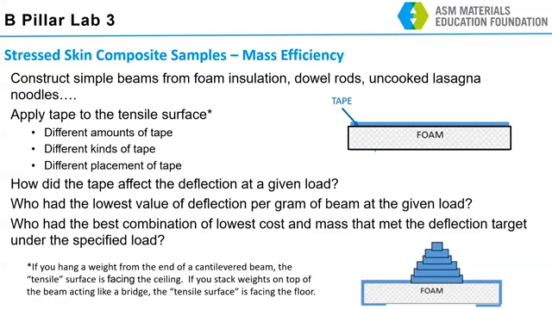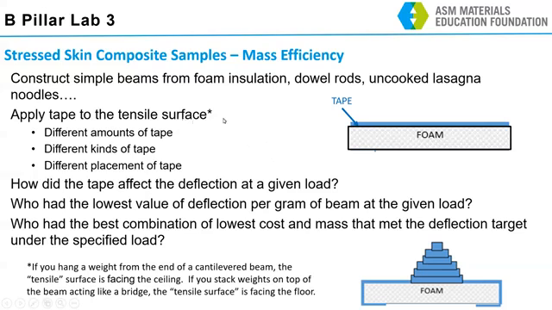Okay, or who had the best combination of lowest cost and mass, because you could do this with different kinds of tape that have different costs, and they would have to figure out the cost of the tape per centimeter, for instance, and then come up with a total cost impact and look at the payoff that they got for that additional cost.